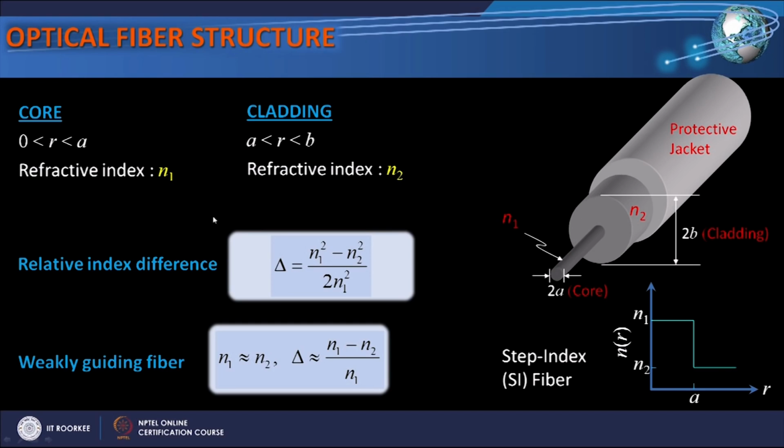The index difference between the core and the cladding is defined by a parameter relative index difference. Delta is equal to N1 square minus N2 square over 2 N1 square, and for practical fibers N1 is close to N2, the difference between N1 and N2 is small and they are known as weakly guiding fiber. For such fibers delta can be approximated by N1 minus N2 over N1.